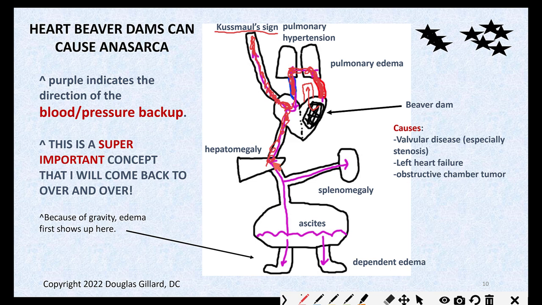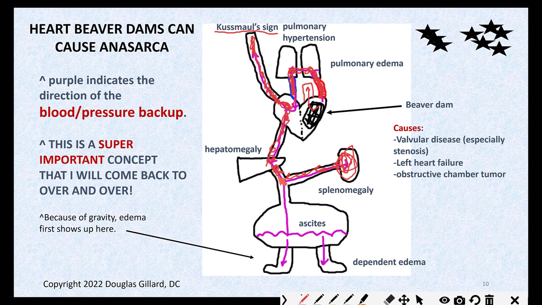So now through the portal system, remember we have the inferior vena cava going into the liver, and we have the portal system going in here as well. The portal vein splits into a splenic vein, so the backup can go right over to the spleen. And you get the spleen to blow up, and that's splenomegaly.